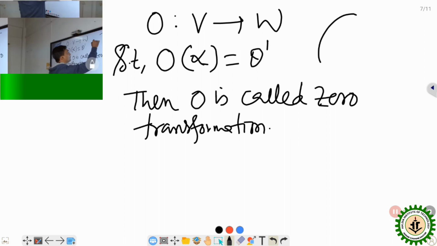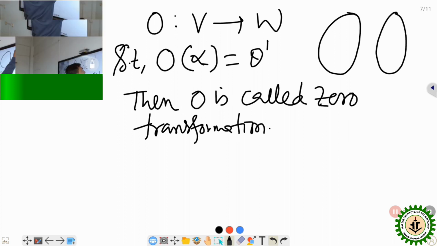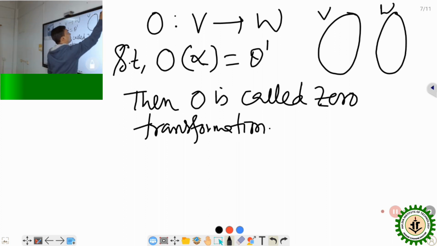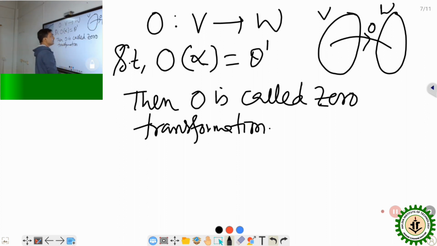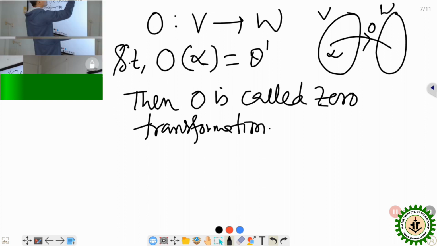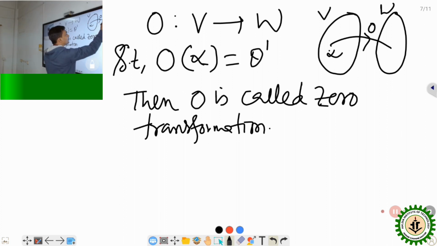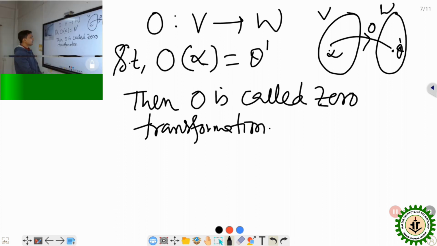So if we draw the sets, this is V and this is W, and this is the mapping O from V to W. If we take any alpha from here, and its image is always the null vector theta dash, then the corresponding mapping is called the zero transformation. Now we'll try to establish some results on the identity transformation and zero transformation.